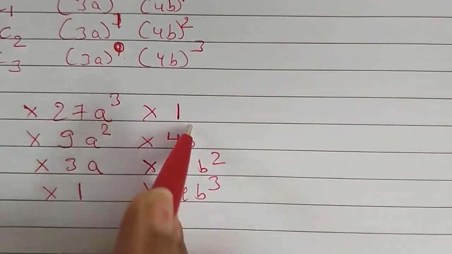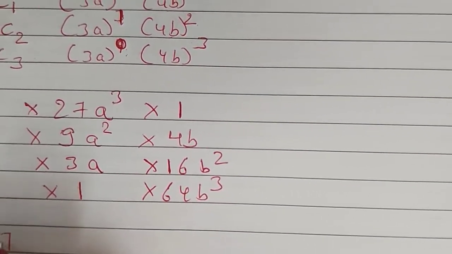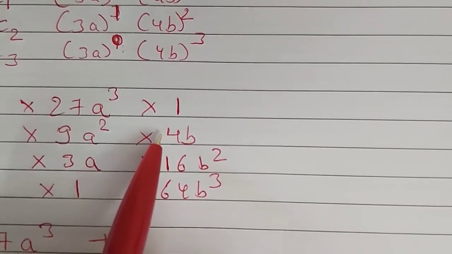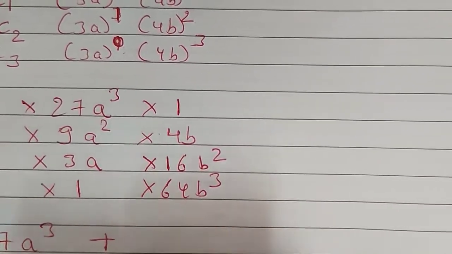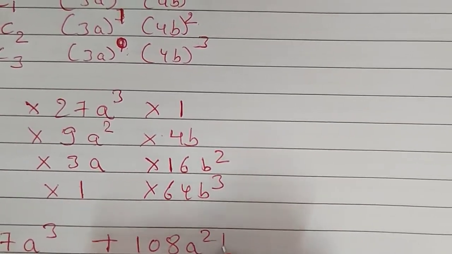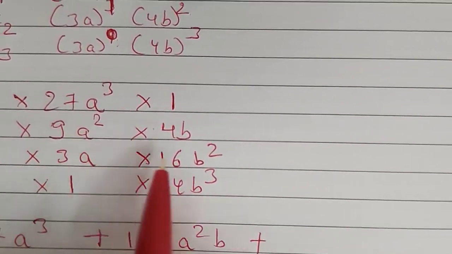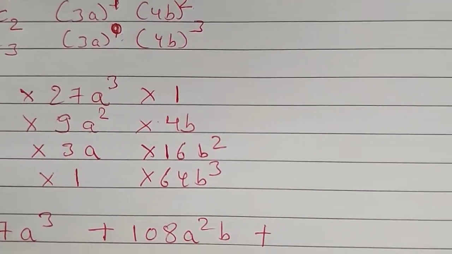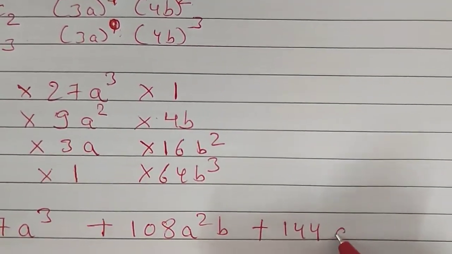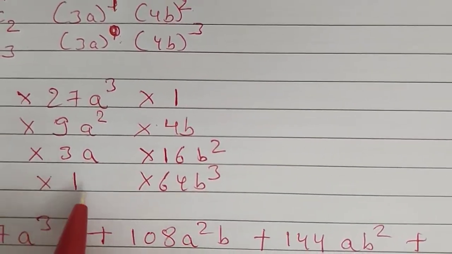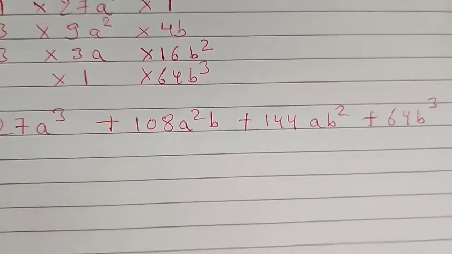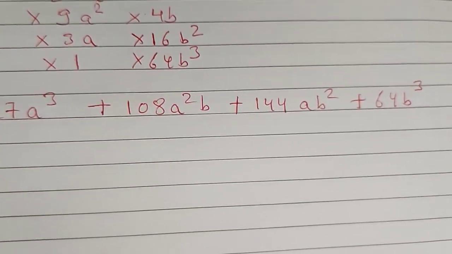Now here when we multiply, the first term is 27a cube plus 3 into 9 into 4, so that is 108a square b, plus 3 into 3 into 16, that is 144ab square, plus 1 into 1 into 64b cube. So that is your answer.